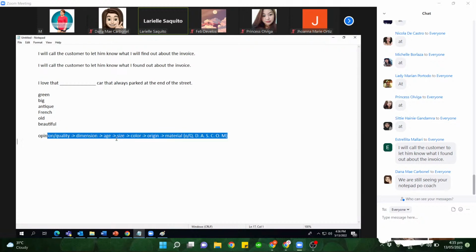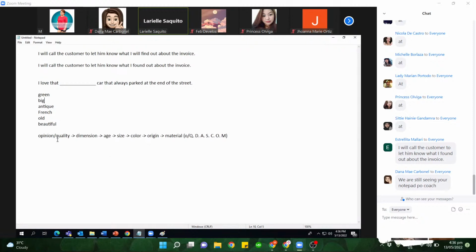It's not required that all of these particular adjectives will be provided for a specific noun or pronoun. This is the order that is going to be followed for adjectives. So we cannot just simply say, "Oh, I love that green, big, round, ancient," without any specific order. This order is what should be followed, the OQ DASCOM.